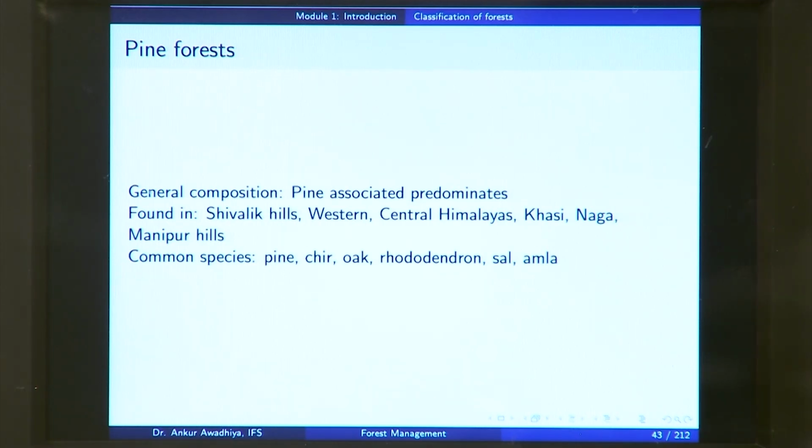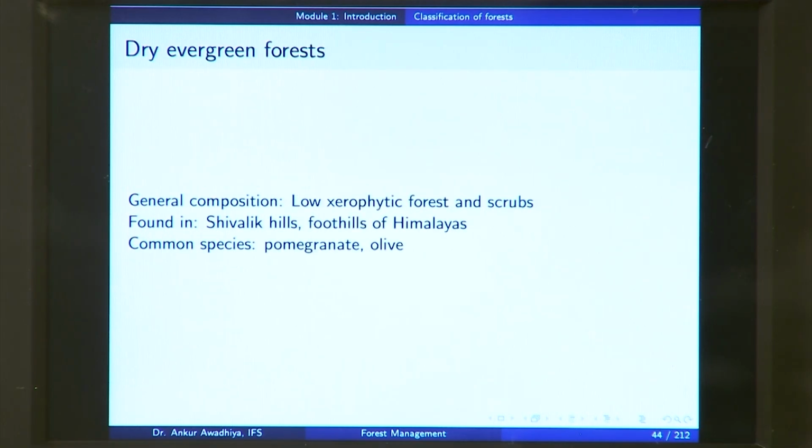Now, in the case of a pine tree, these are coniferous trees, they form cones and they have very needle-like leaves. So, as against a broadleaf forest that has broad leaves, here you have needle-like leaves, and pine and the associated species predominate in this region.